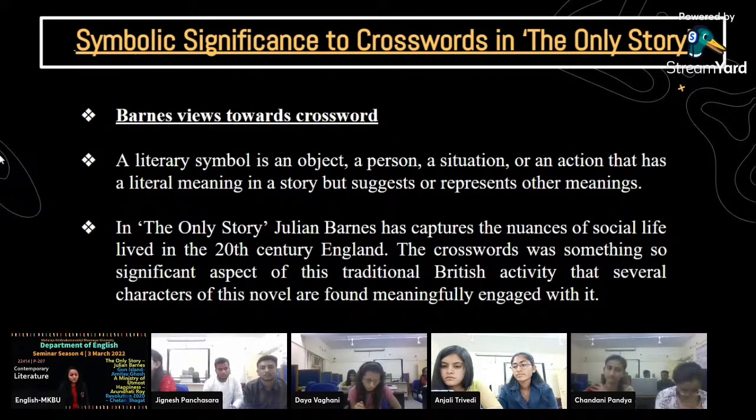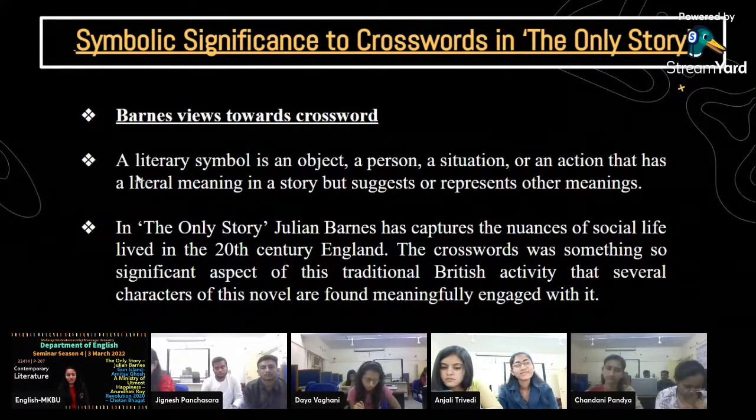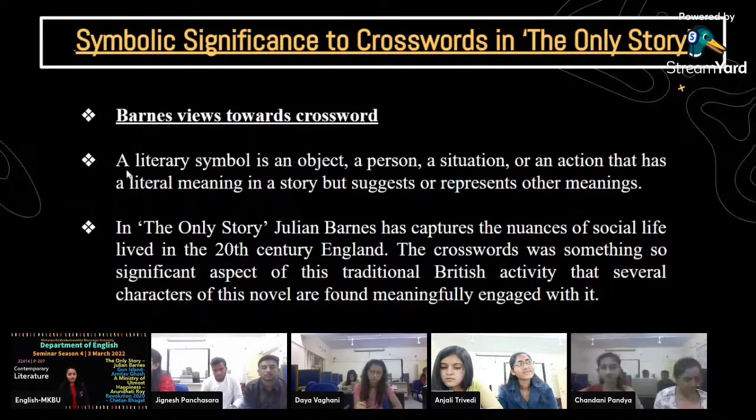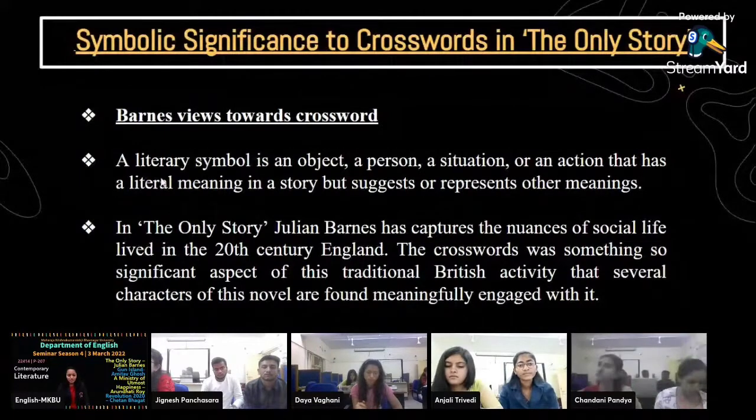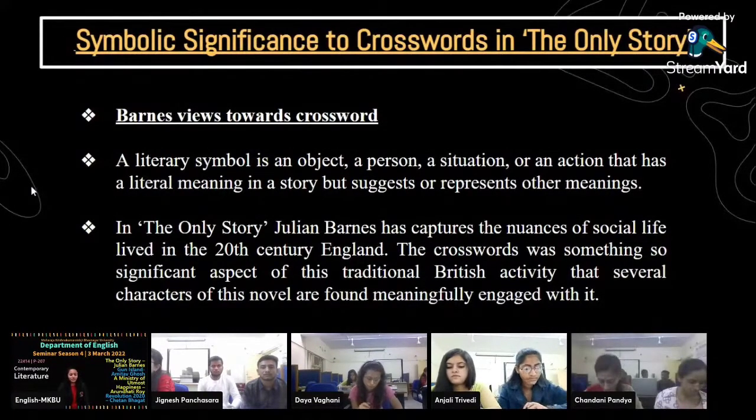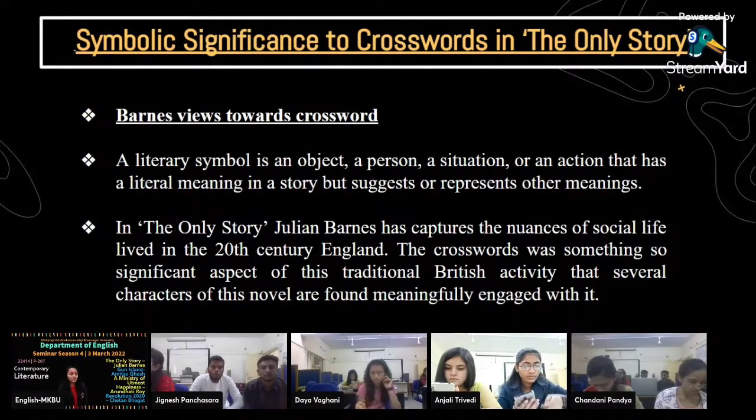What is the symbolism? It is said that a literary symbol is an object, a person, a situation or an action that has a literal meaning in a story, but also represents other meanings. So in this novel, Barnes has captured the nuances of social life lived in 20th century England by Paul Roberts, Susan MacLeod, John and all.